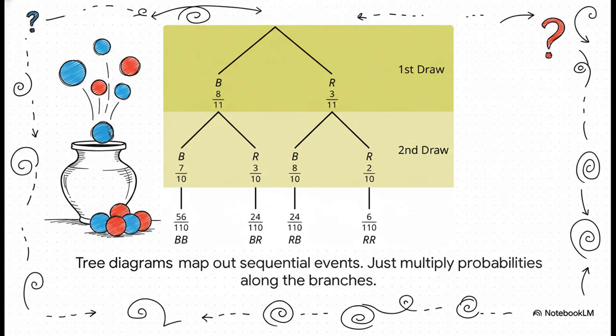And for events that happen one after another in stages, you can't beat a tree diagram. Each branch of the tree shows a possible outcome, and you label it with its probability. If you want to find the odds of a whole sequence of events happening, you just follow the path along the branches and multiply the numbers as you go. It's a fantastic way to map out all the possibilities.